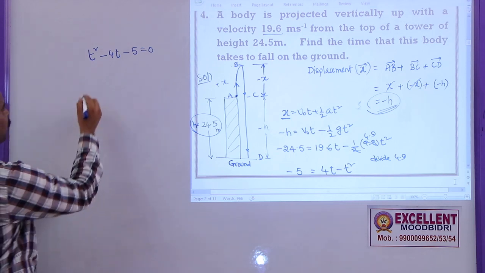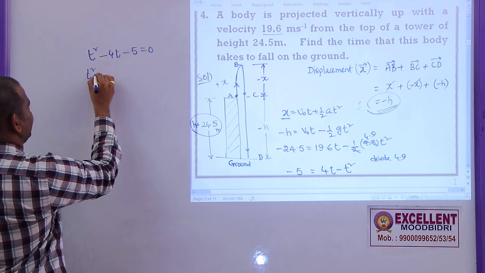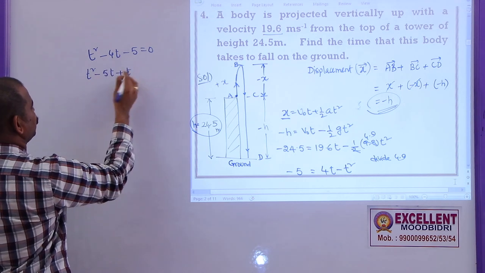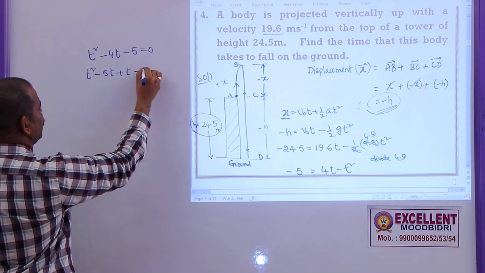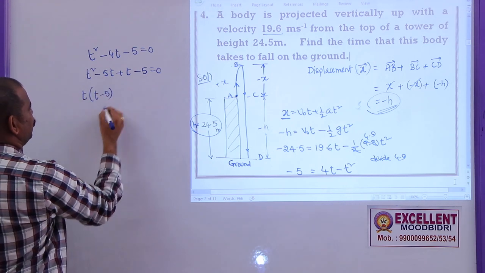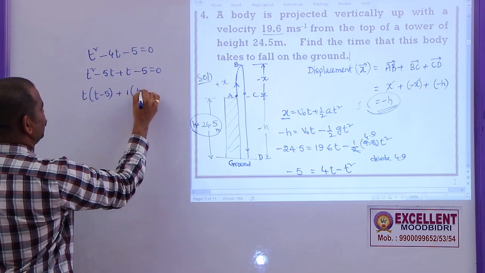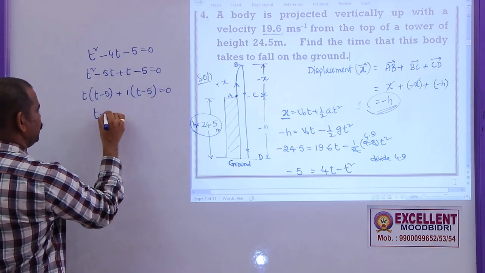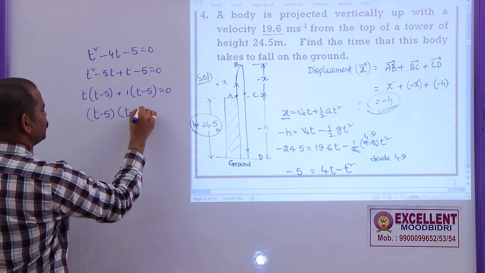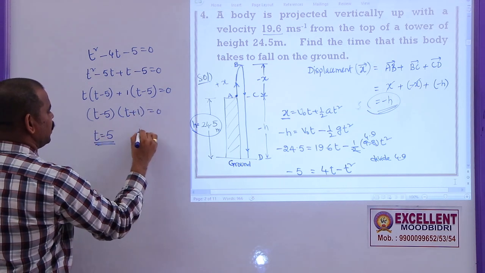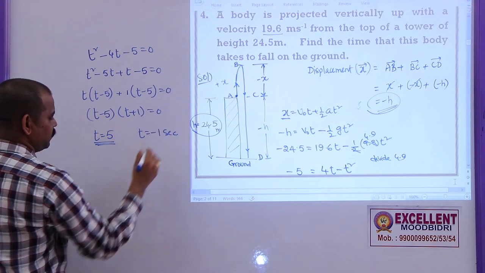So, how to solve this equation? You can write t square minus 5t plus t, which is equal to minus 4t; the product of these two is minus 5, is equal to 0. So, t of t minus 5 plus 1 of t minus 5 is equal to 0. So, now this will be t minus 5 into t plus 1 is equal to 0. So, t can be 5 seconds or t can be minus 1 second.